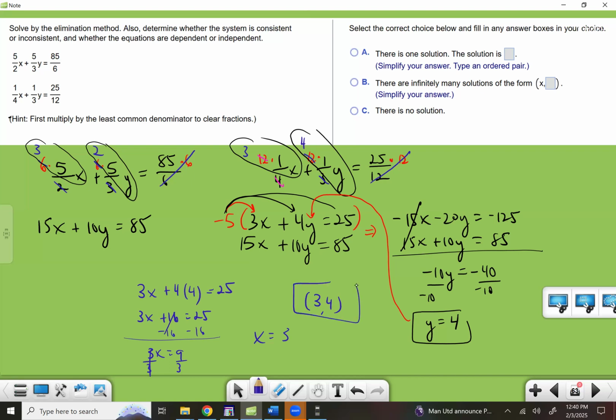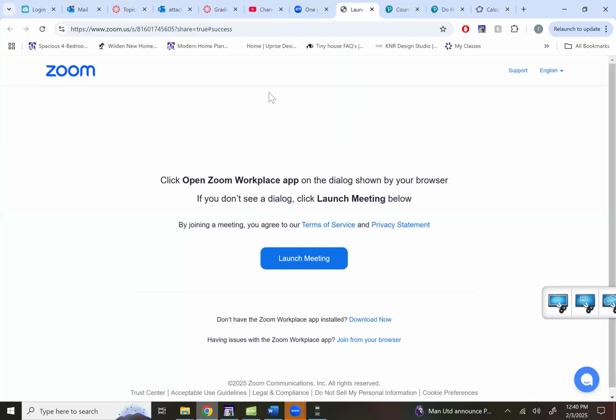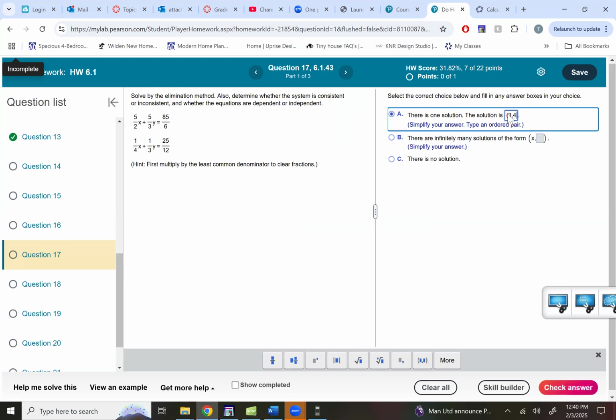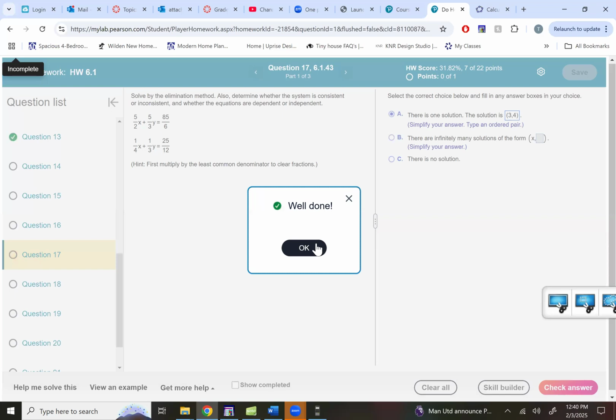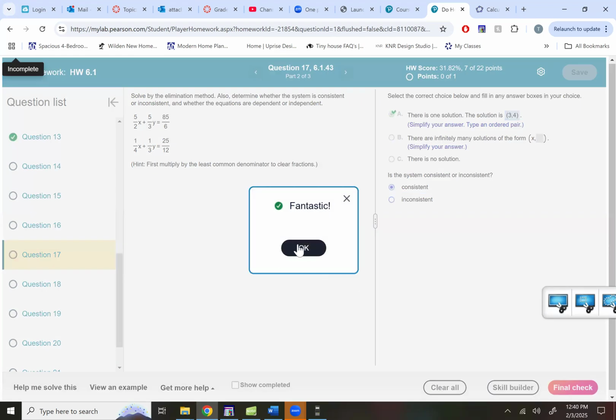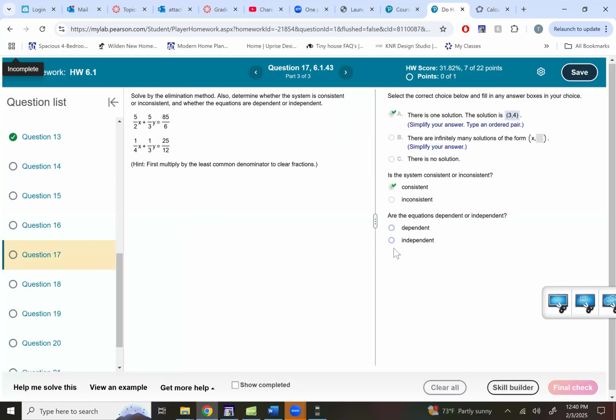And that makes this consistent because we got a solution. And it makes these independent, because they're not a line on top of another line. Let's go put in (3, 4) and see how we did. So was it consistent? It was. We got a solution. And then it's not a line on top of another line, so these are independent.